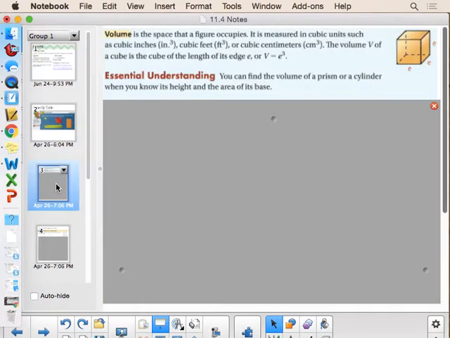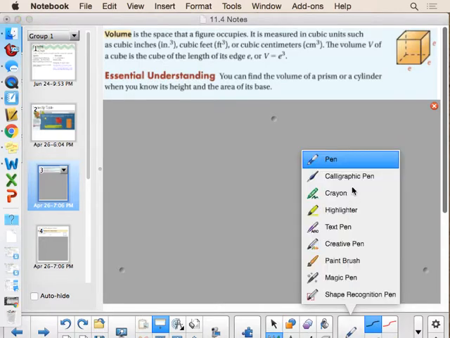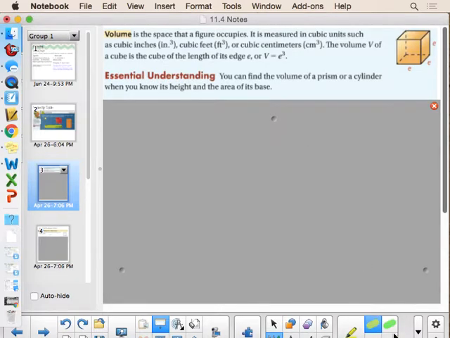Here we go. So what is volume? Volume is the idea that it's the amount of space that a figure occupies. And the big idea that I'm going to have to be keeping an eye out for when I'm grading your quizzes and tests is your unit of measure, because now we have volume, and volume is going to be measured in cubic units, whereas surface area was measured in square units because it was an idea of area.